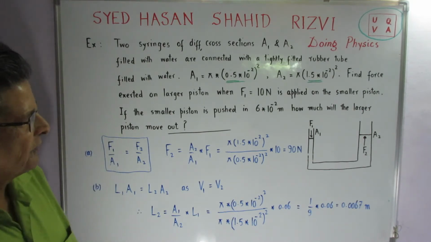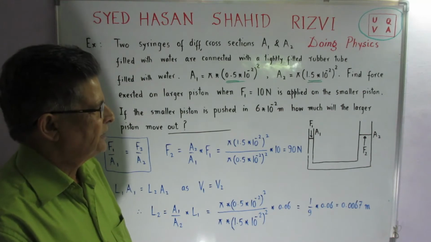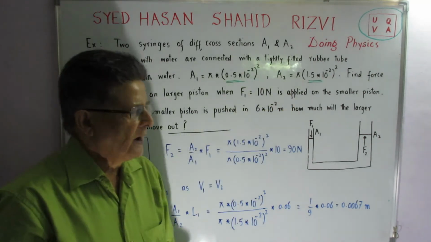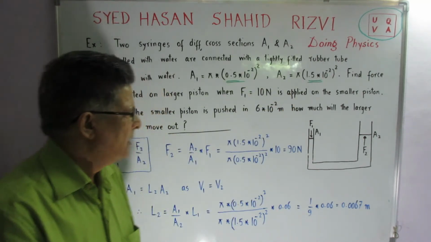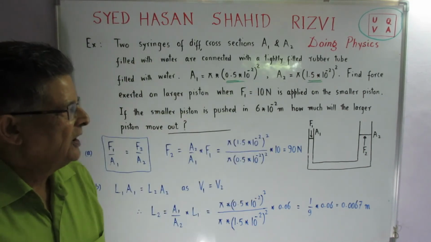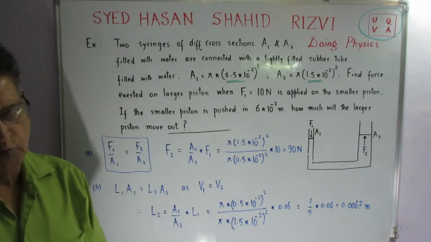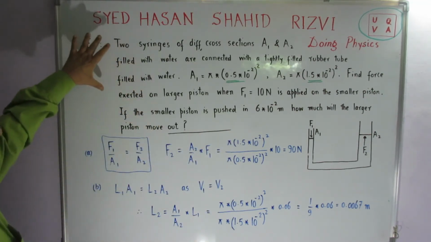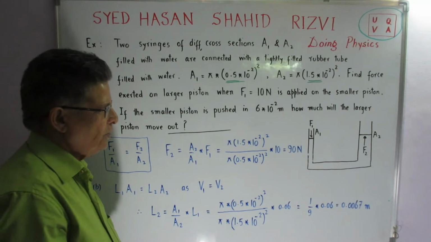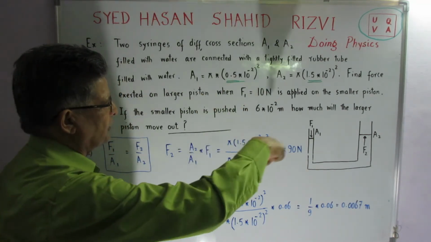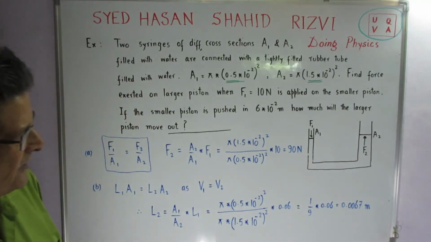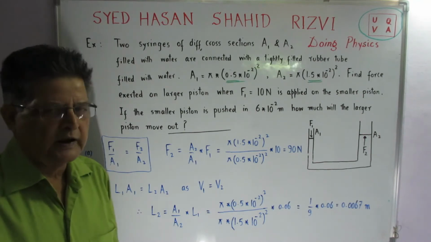1 kilogram mass has a weight equal to 10 newtons at the surface of the earth. And when this force F1 is applied on the smaller piston, if the smaller piston is pushed in through this much, how much will the larger piston move out? So this is the body of the question. And as I told you, whenever there is a big body of the question, we can always say that question in our own words.